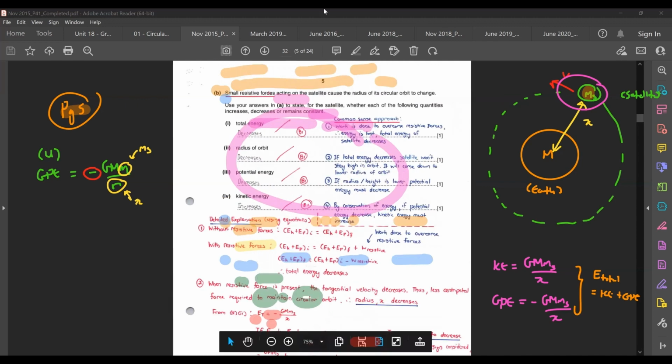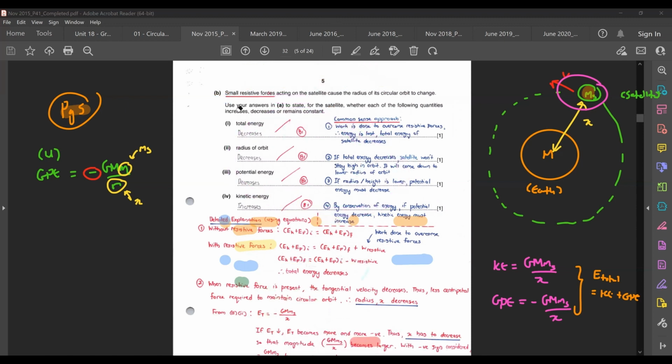Now if you look at part B, this is the last part of your question. They want you to know this first. There are small resistive forces acting on the satellite that cause the radius of the circular orbit to change. Use the answers that you had in A to state for the satellite. Keyword here is for the satellite. Whether each of the following quantities will increase, decrease, or remain constant. So you are supposed to just focus your attention on the satellite itself.